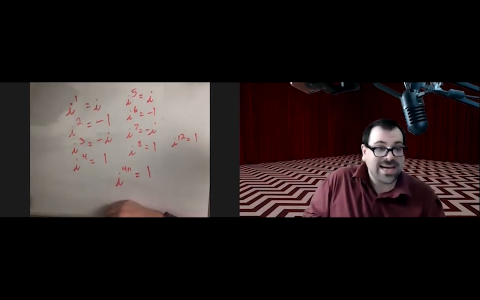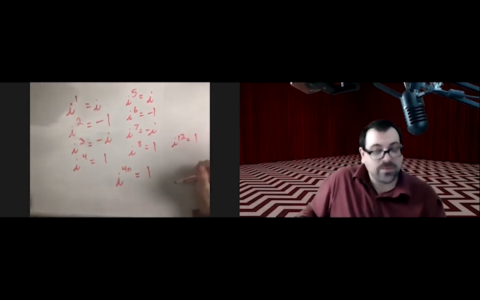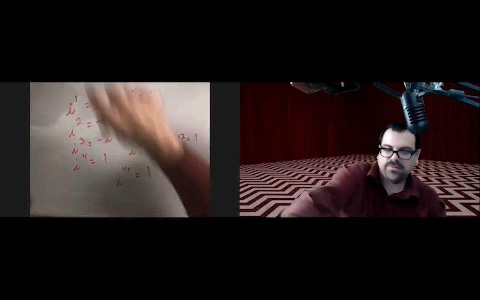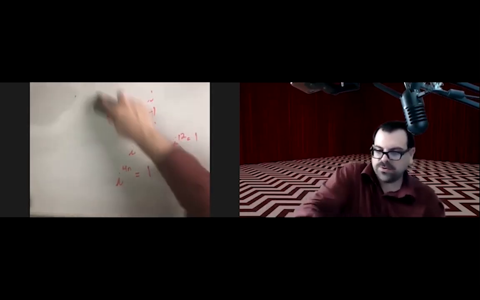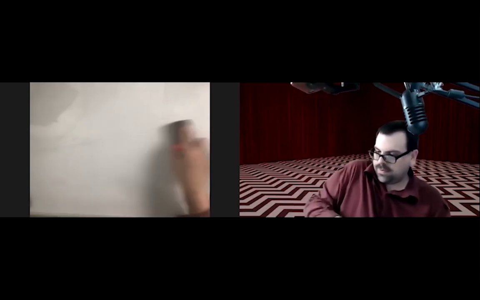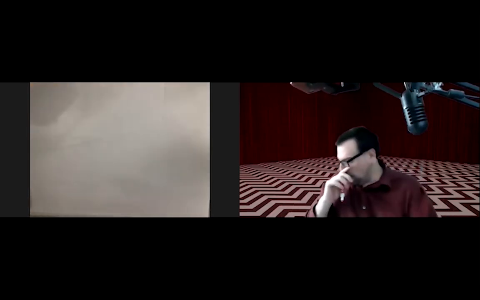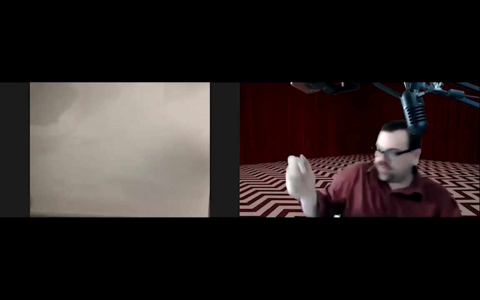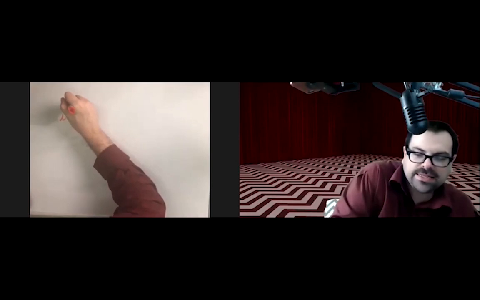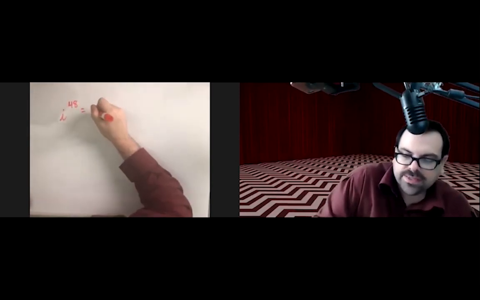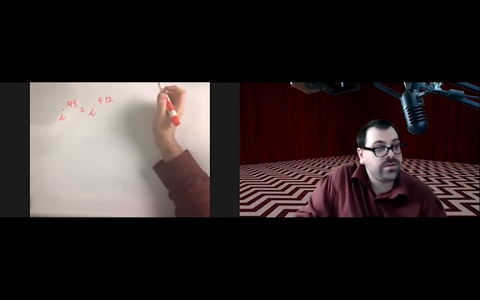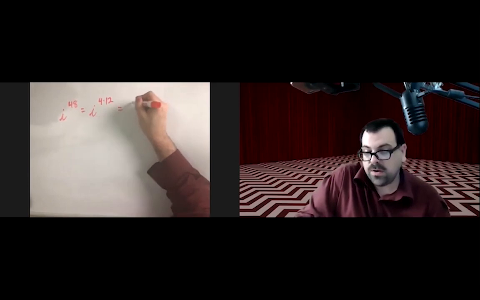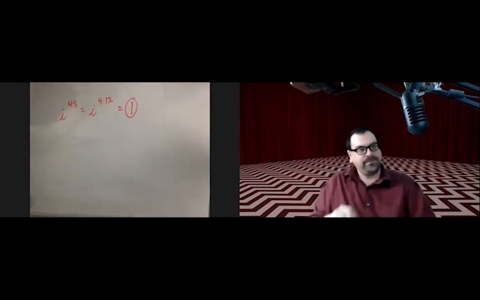Because if I asked you to find I to the 203rd, you're not going to want to sit there and cycle this out. We're going to use a shortcut. Use multiple of 4 powers. So if we had I to the 48th, since that is 4 times 12, that's a multiple of 4 power, that's +1.